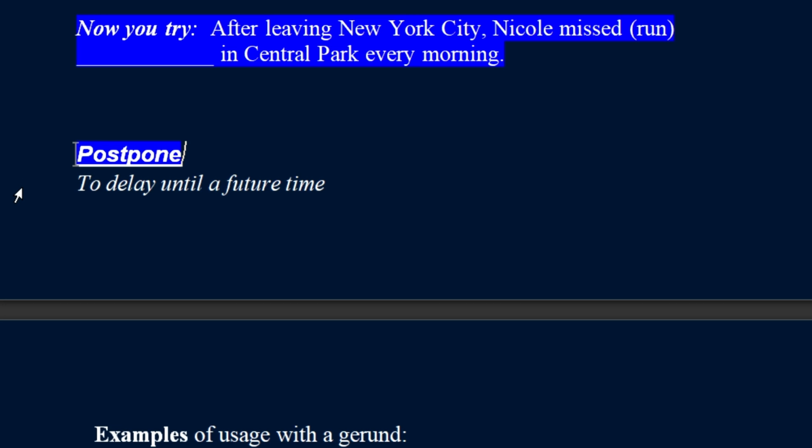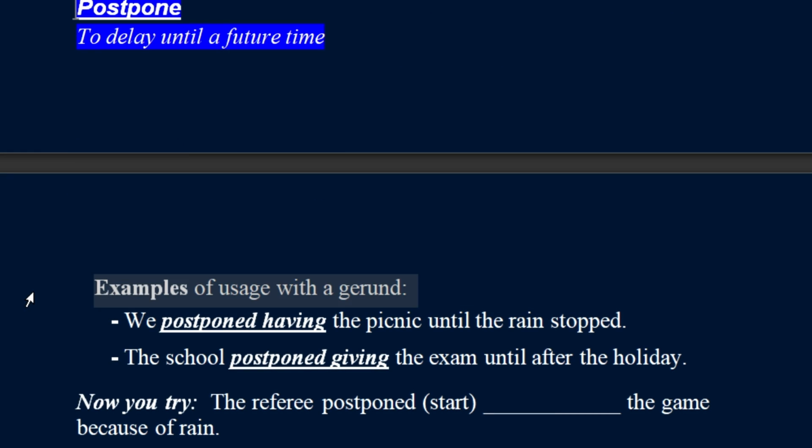Postpone, to delay until a future time. Examples of usage with a gerund. We postponed having the picnic until the rain stopped. Another example. The school postponed giving the exam until after the holiday.